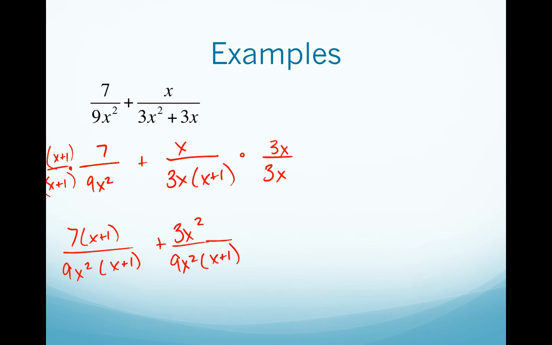Now my denominators are the same. So I have 9x squared times (x plus 1) in the denominator. And then up top, I can distribute. So I can say I have this 3x squared plus 7x plus 7. And then if I could factor this polynomial, I would to see if I could simplify it all, but 3x squared plus 7x plus 7 is not going to factor.